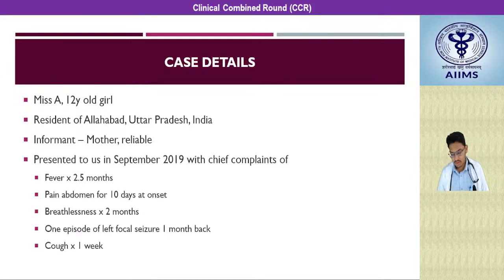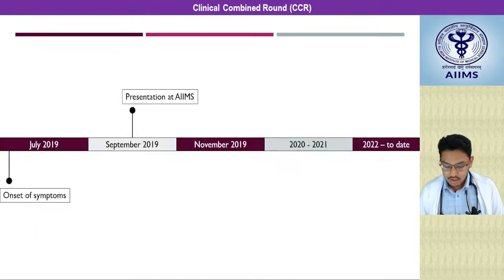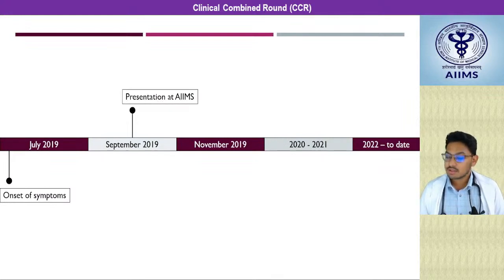She presented to us in September 2019 with the following chief complaints: fever for 2.5 months, pain abdomen for 10 days at the onset of symptoms, breathlessness for 2 months, one episode of left focal seizure which occurred 1 month back, and cough for 1 week. The onset of symptoms was in July 2019 and she presented to us in September.